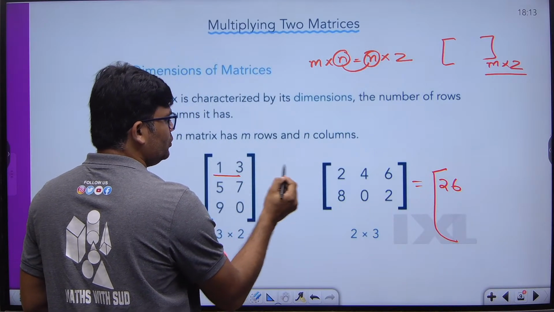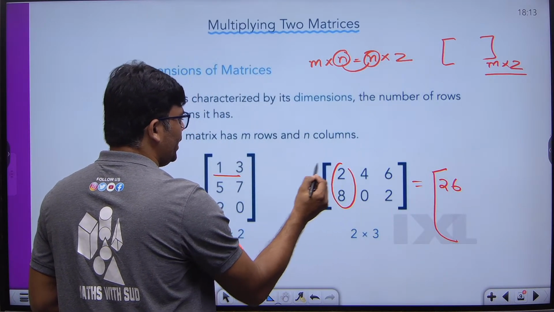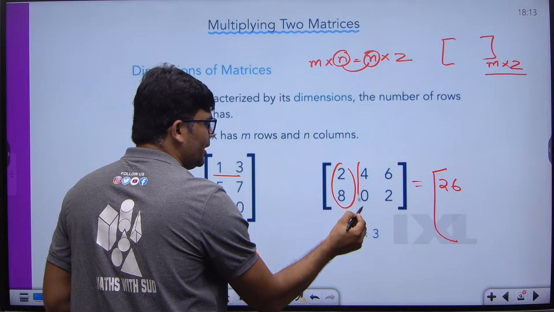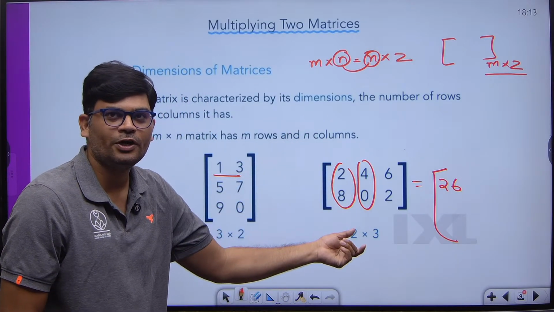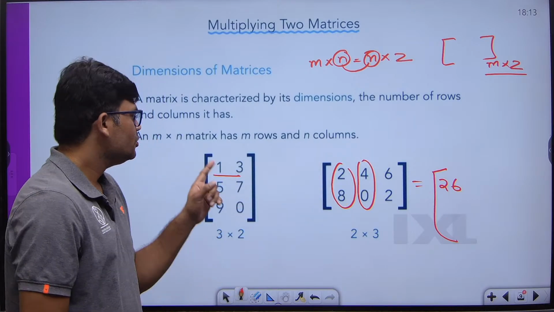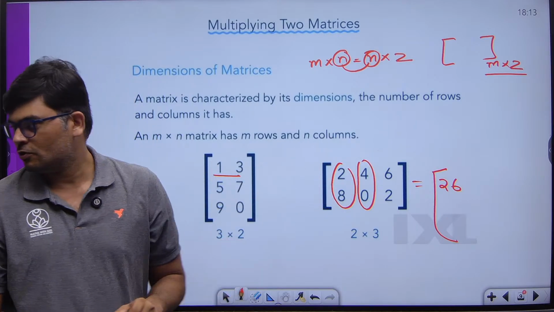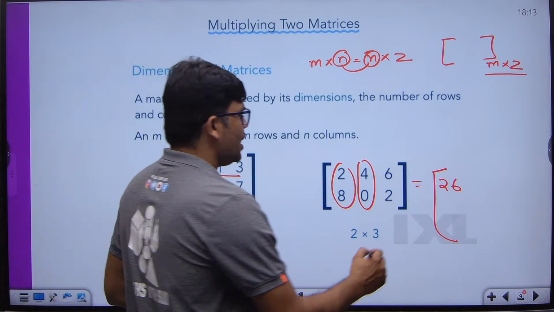Okay, so 1 into 3 must be multiplied by 2 into 8. Then 1 into 3 must be multiplied by 4 into 0. Sorry, I made a mistake. 1 into 3 must be multiplied by 4 into 0 to go to the second part. So 1 into 4 is 4 and 3 into 0 is 0. So the answer will be 4.